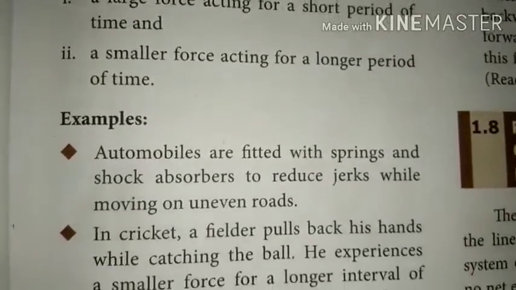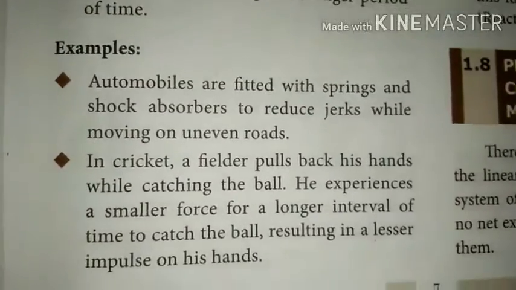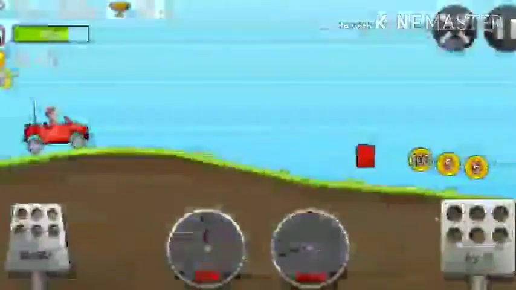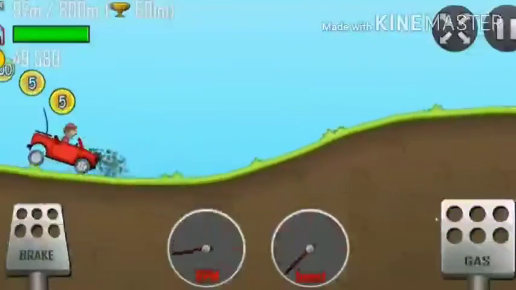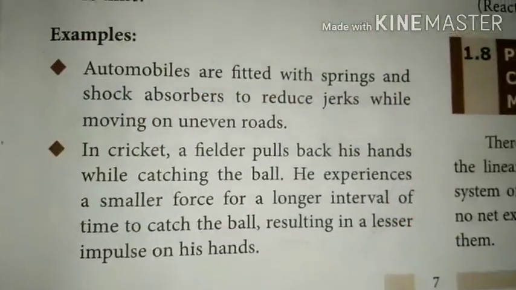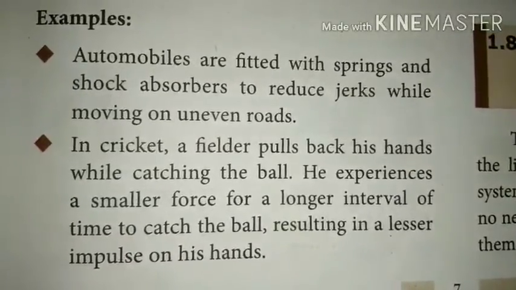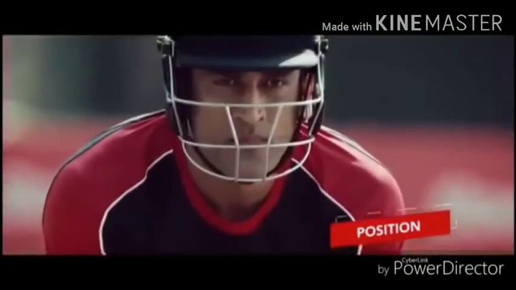To avoid the jerks, they have introduced springs and shock absorbers. While catching, the fielder pulls back his hands, resulting in lesser impulse.